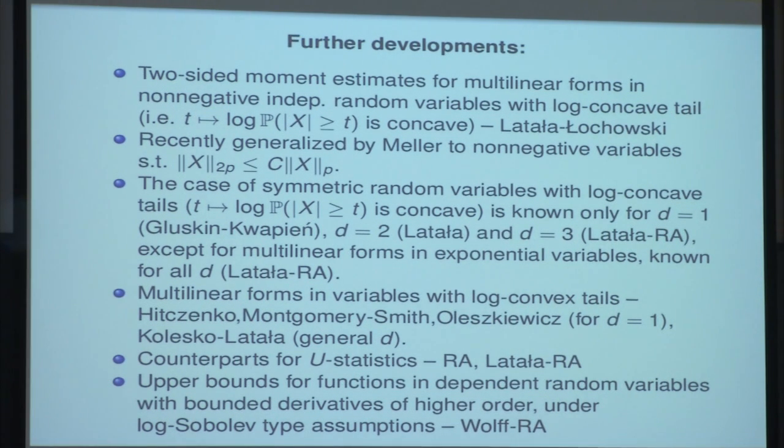For tails heavier than exponential, with log-convex tails, so this function should be convex, it's like e to the minus square root of x, the tail, for example. For sums, it was done by these three people, and Kolesko and Rafał did it for multilinear forms. Let me also mention that there are counterparts for what is known as U-statistics, if you are interested in it, but I won't go into details.